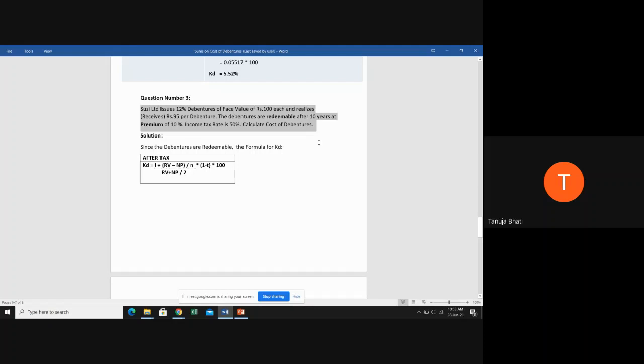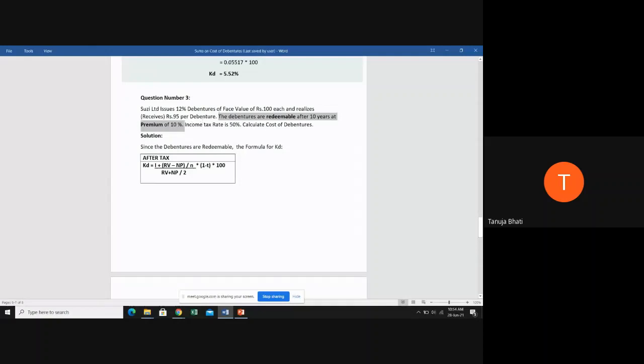Okay. So after tax formula, you all know. In that formula, first we have to calculate I, that is nothing but your interest payable. Can anyone tell me what is the interest payable in this particular problem? 12%. Very good. Next, we need to know what is RV. Can anyone tell me what is RV going to be there? What is RV, students? It is the redeemable value.